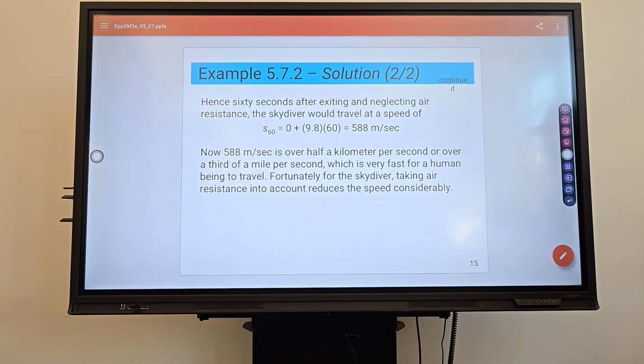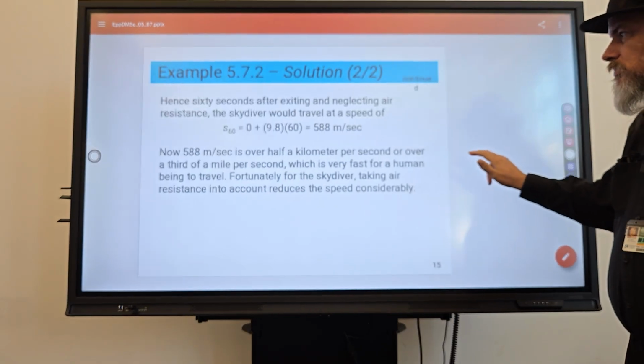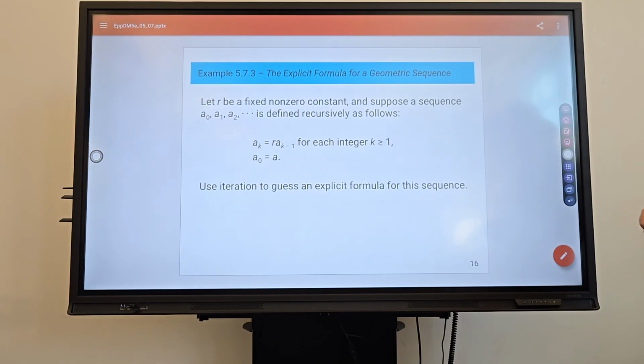Now that's really, really fast. That's almost Mach 2. The speed of sound is approximately 350 meters per second. So it'd be moving at a pretty good clip. Fortunately, there is air resistance and it reduces the speed considerably. So, okay.